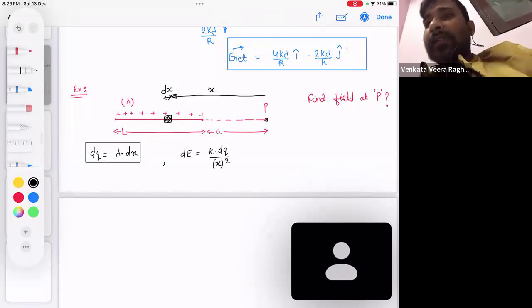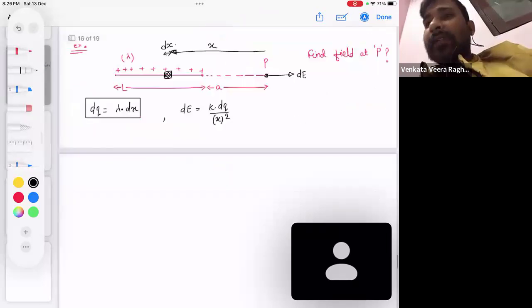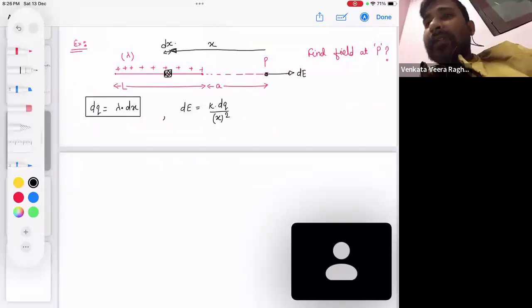And what will be the field at this point due to a small element? Please tell me, is that going to be away? Field at this point due to the small element is going to be in which direction? Away from the charge, isn't it? Now you see, all these points are going to create the field away, away, away only. So all these small fields are in the same direction. So if I want to calculate the net field, I should add all those small electric fields. And if it is a continuous summation, what can we do? It's going to be the integration of dE.